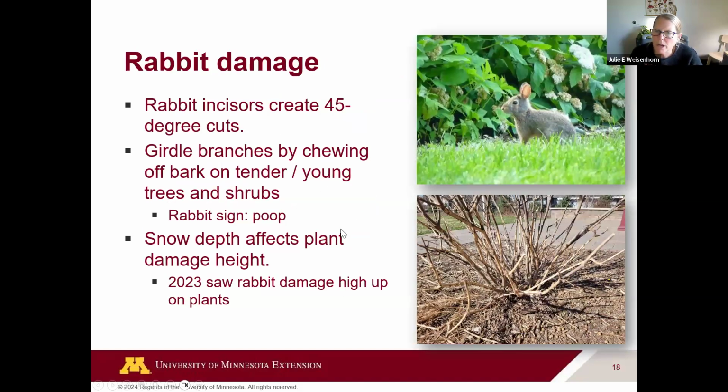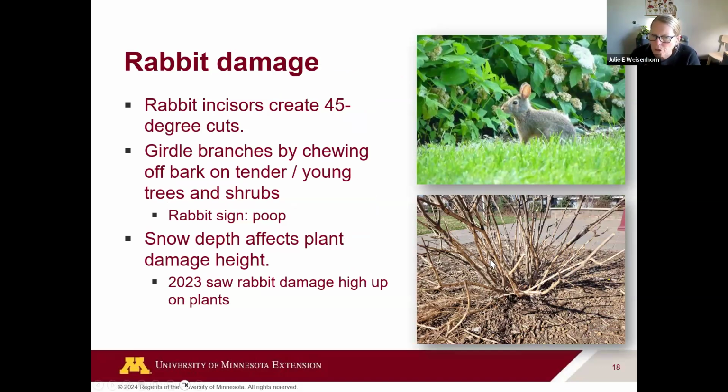Rabbit damage. Rabbits are a little bit bigger. Of course, they too like to be hidden away in brush piles, under shrubs as well, under decks. And they have those big front teeth that create these 45-degree cuts. So when you see a branch cut, a beautiful 45-degree cut, that's rabbit damage. They, like the voles and mice, will also chew the bark off of branches.